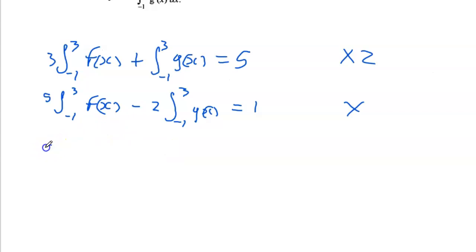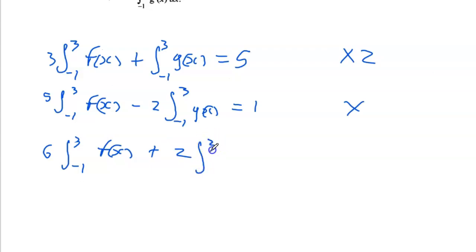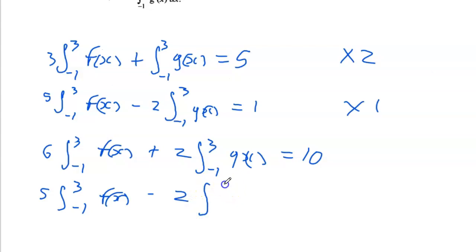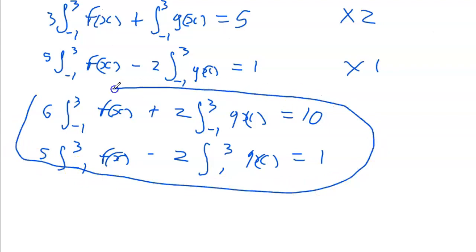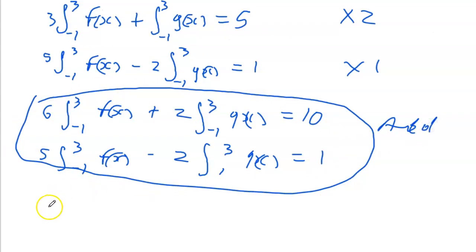So what we end up with is 6 times the integral between 3 and minus 1 f(x) plus 2 times the integral of 3 and minus 1 g(x) is equal to 10, and times 1, nothing changes here. And we can add these two equations. If we add, we end up with 11 times the integral of f(x), and these will cancel, right? So equal to 10 plus 1, 11.